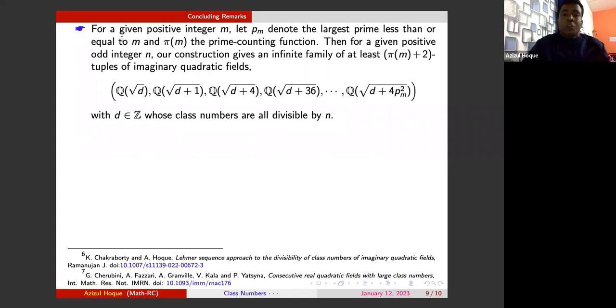Okay, so here what we do, we fix a positive integer m, and p_m denotes the largest prime number less than or equal to m, and π(m) is the prime counting function. Then our construction gives π(m) plus 2 number tuples of imaginary quadratic fields of this form: d plus 1, d plus 4, d plus 36, and like this. And with this divisibility property.